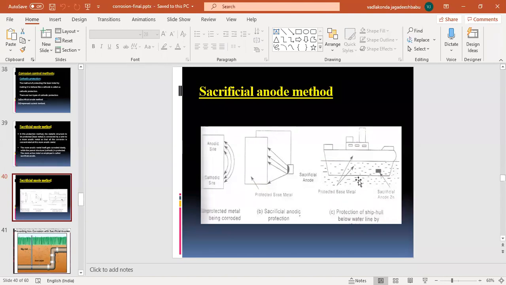Not only ship hulls, but also in boilers. Whenever we have water boilers, a magnesium piece is introduced and hung into the water. The magnesium acts as the anode and undergoes corrosion, whereas the boiler material, iron or steel, acts as the cathode and is protected from corrosion.